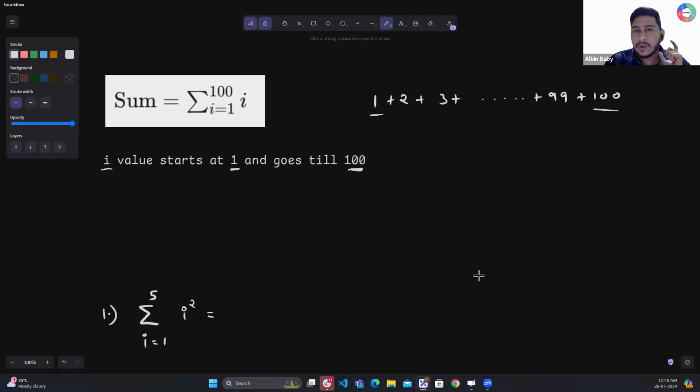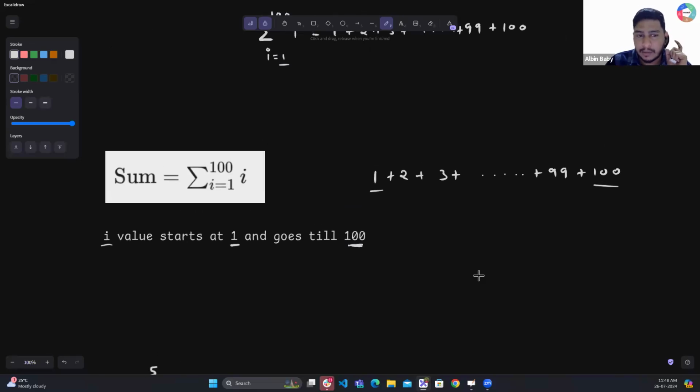Okay, so let's take one example. Let's take a smaller example. Okay, so let's say summation of i equals 1 to 5 of i. What will be the answer, guys? Can you guys tell me what will be the answer quickly in the chat? So it will be 1 plus 2 plus 3 plus 4 plus 5, right? So in total, it will be 10 plus 5, 15, right? It will be 15. Okay.